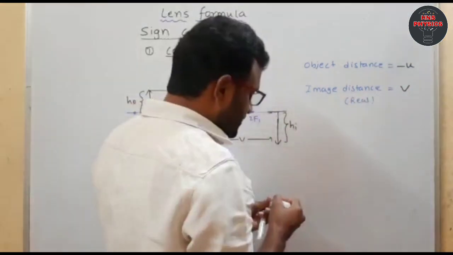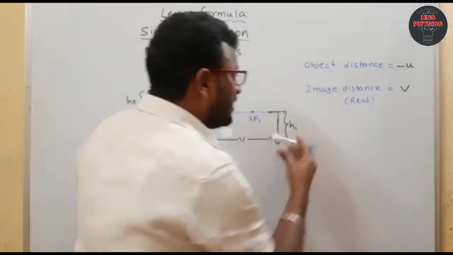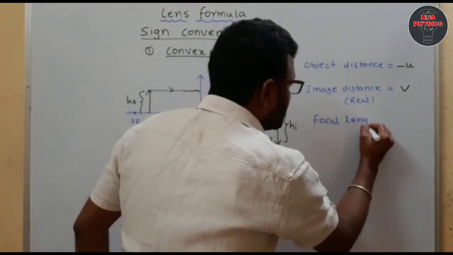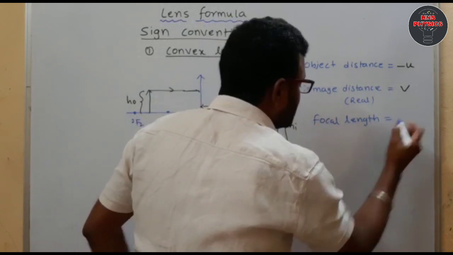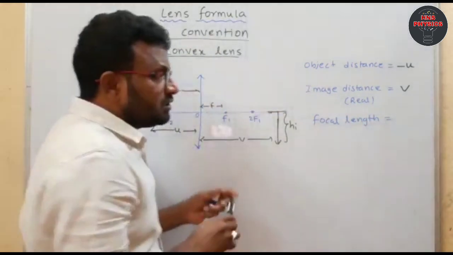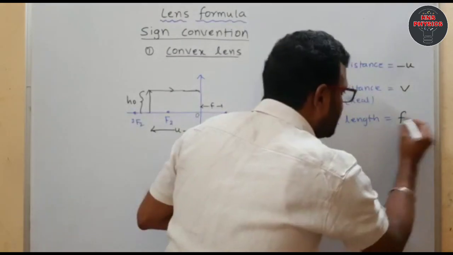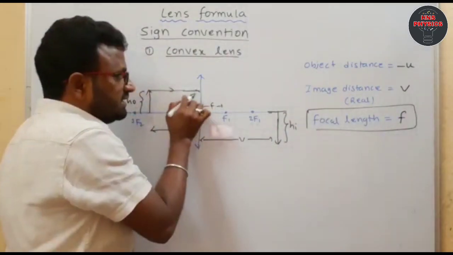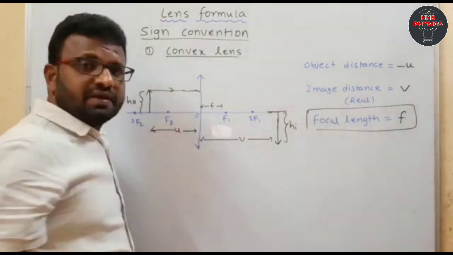Next, focal length. The focal length of a convex lens is positive. This is very, very important. Focal length is positive for a convex lens because we are measuring that distance in the direction of the incident ray.